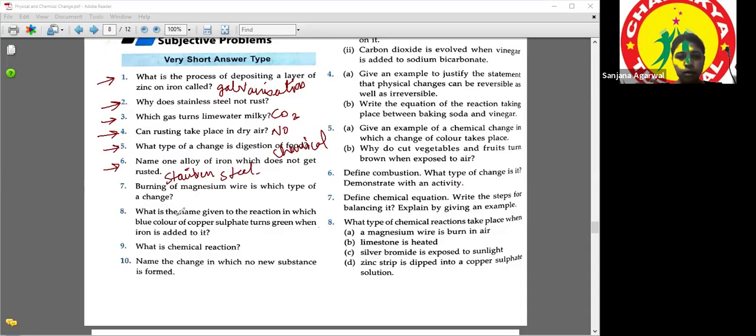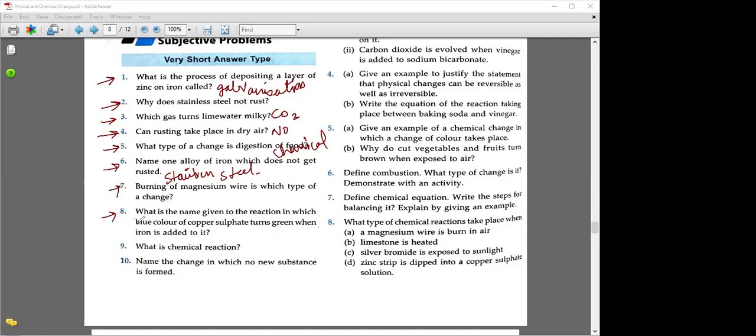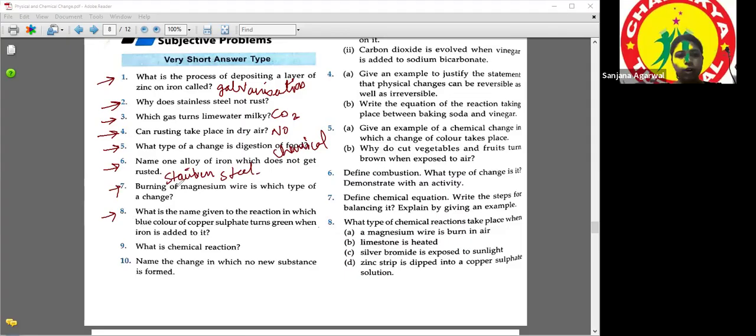What is the name given to the reaction in which... everybody knows this again. Tell me. Ma'am, you missed the seventh one. Oh, sorry. Burning of magnesium wire is which type of change? Great. Name given to the reaction in which the blue color of copper sulfate turns green with iron. Because iron displaces copper, it is a displacement reaction. What is a chemical reaction? I hope everybody knows this answer. A change in which no new substance is formed is a physical change.